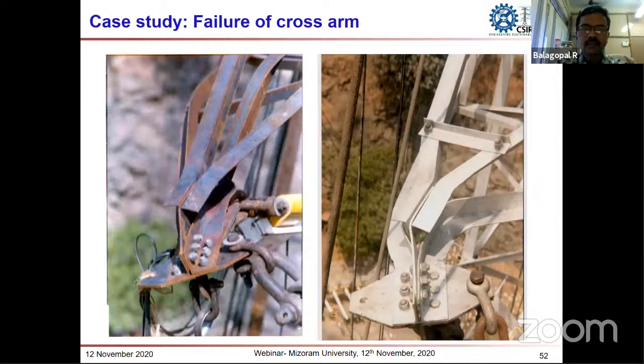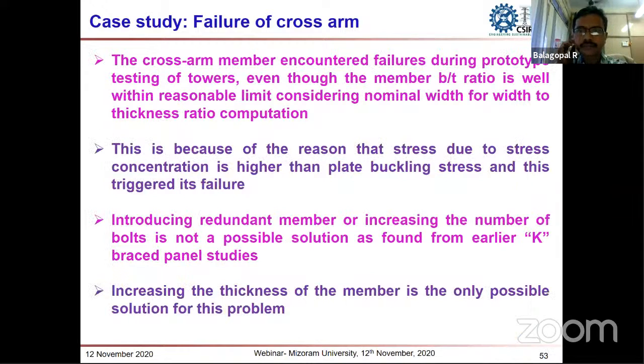And these are some of the failures of the cross arms. That is due to local plate buckling. This failure has occurred because of the stress concentration in the plate buckling in the angle sections. This type of failure cannot be overcome by introducing a redundant member. The only remedy is to increase the thickness of the angle sections.